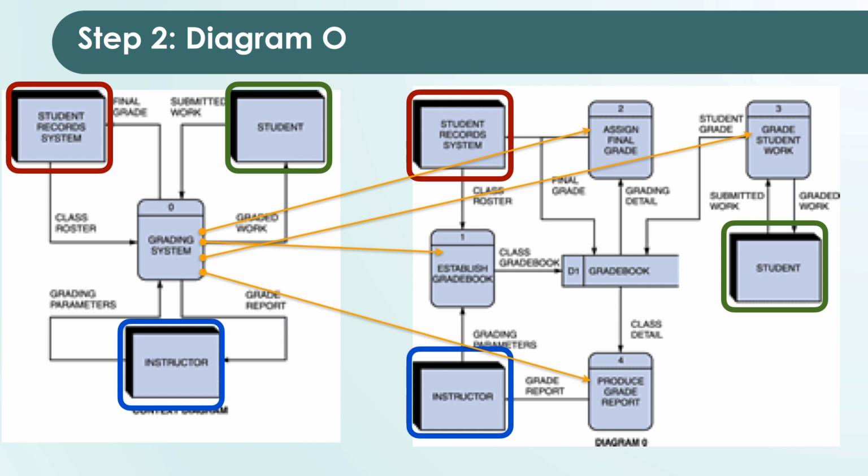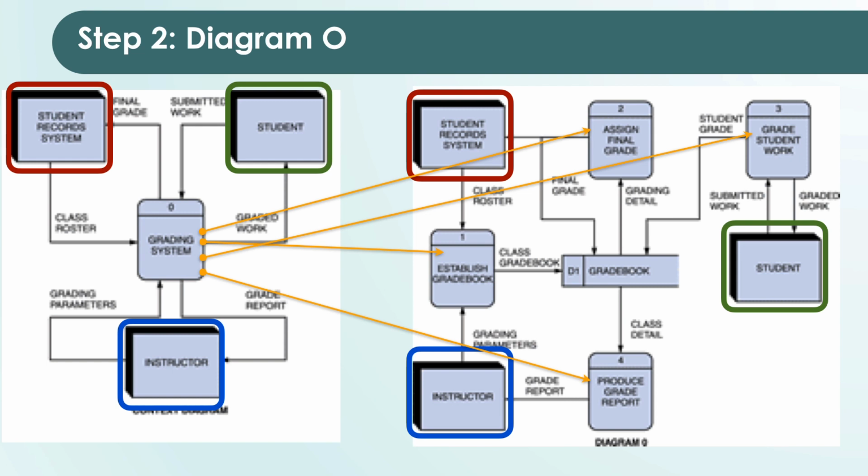I have marked all of the entities according to the colors. Student record system in the context diagram is also known as student record system in diagram 0 on the right side. Student is in the green box, also known as student in diagram 0, and instructor in the blue box is also known as instructor in diagram 0. And there is no additional entity in diagram 0.